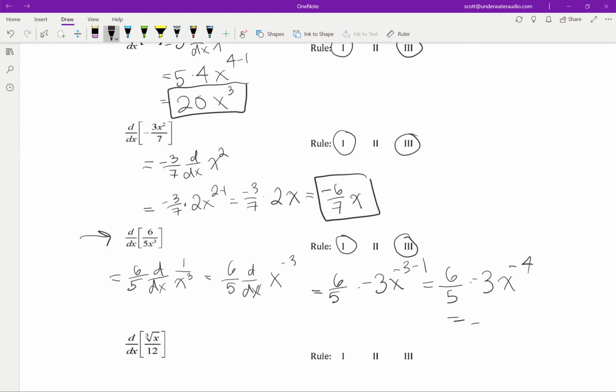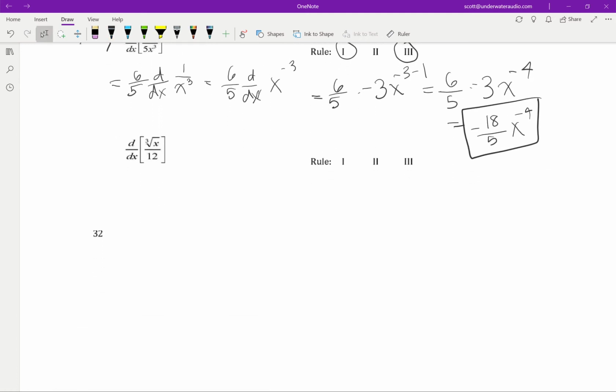Negative 6 times 3 is 18. So I've got negative 18 over 5, x to the negative 4. Okay, let me check to make sure I've got all my negatives in the right spot, because I have trouble with that sometimes. Yep, that looks good. Okay, so let's do the next one.